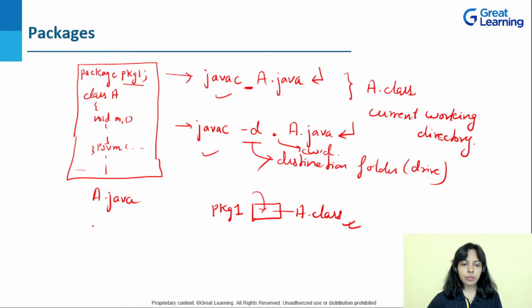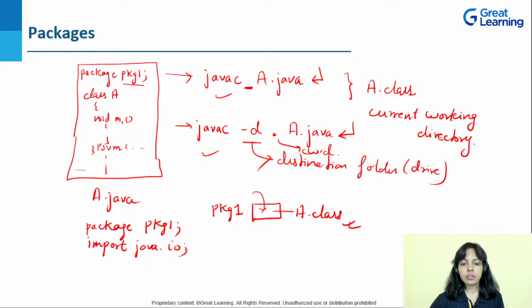Okay, there is one thing to remember here, that is the order of the statements. The first line should always be the package keyword, and the name of the package, then semicolon. The second line should always be import, whatever packages you want to import. Suppose java.io.*. After that, you can have classes or interfaces and so on. You can't have import before package.